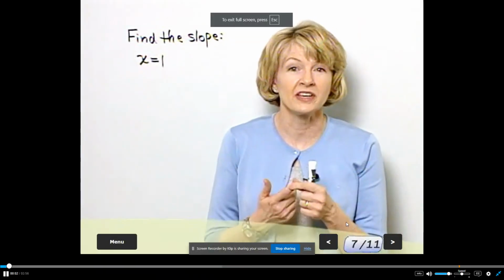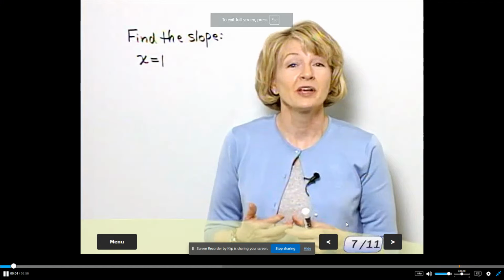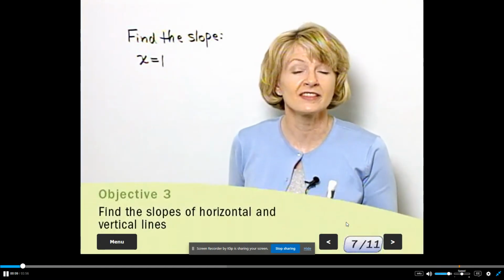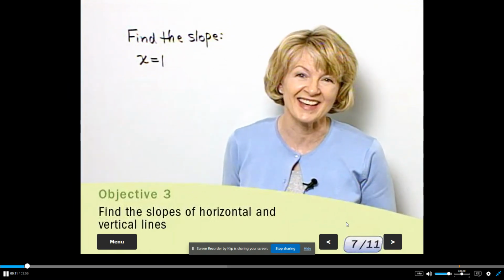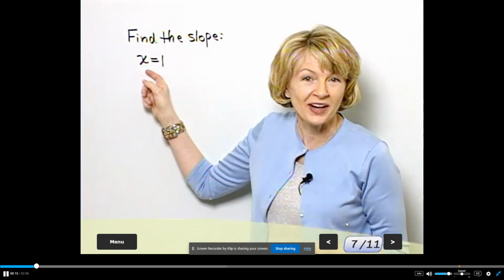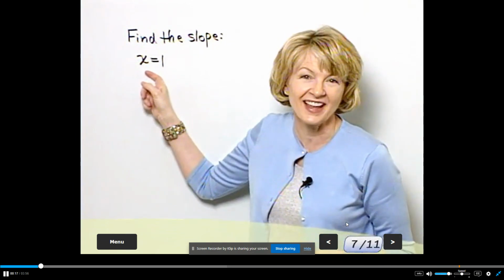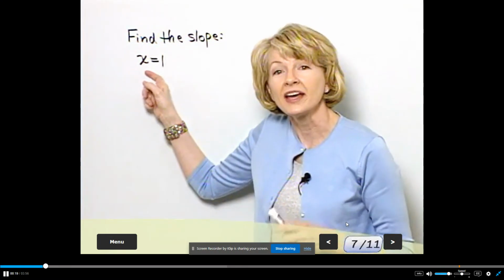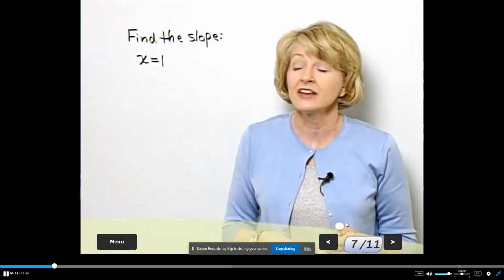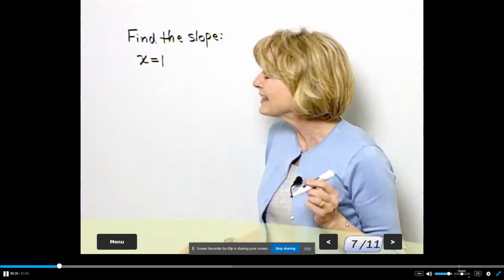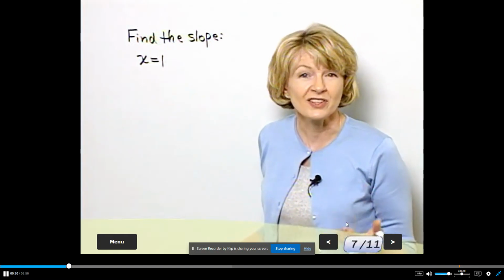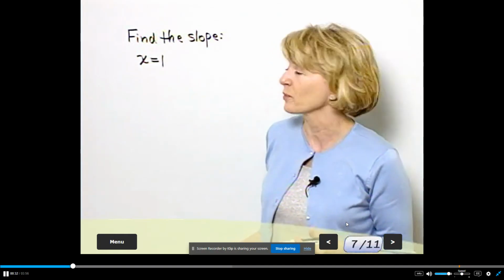Thus far, we know the slope formula. We also know the slope-intercept form. Let's now find the slope of a few special cases. What kind of a line is this? x is equal to 1, if I were to graph this line. Remember, x is equal to a constant. That is always a vertical line. So this is a vertical line, but I'd like to find the slope. We can do so by using 2 points and using the slope formula.